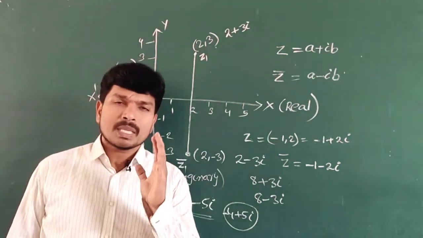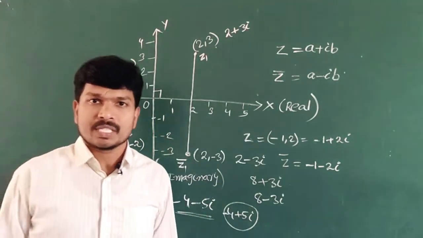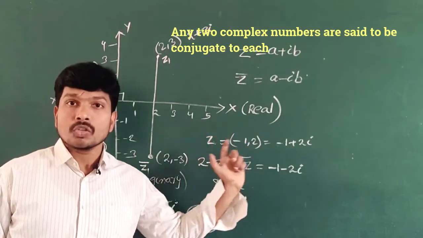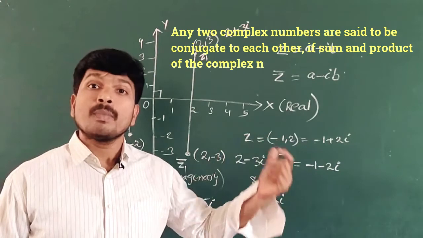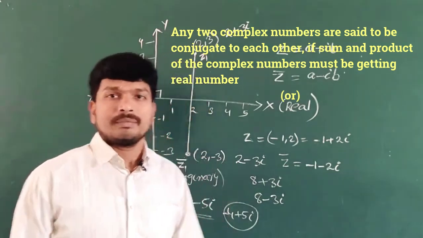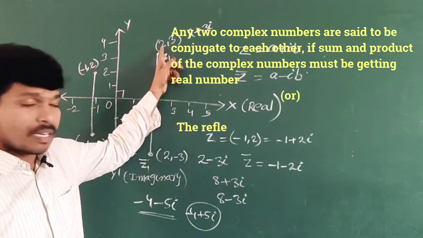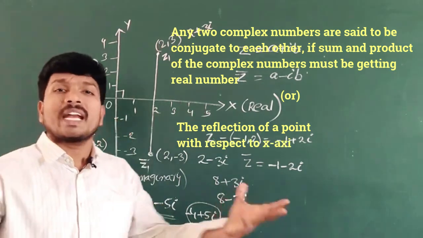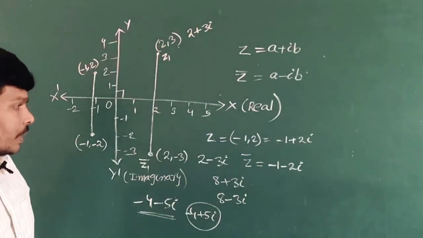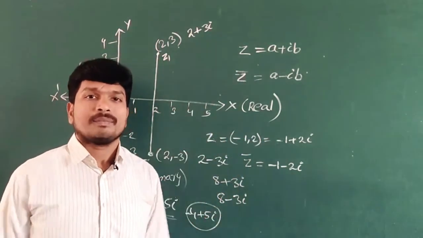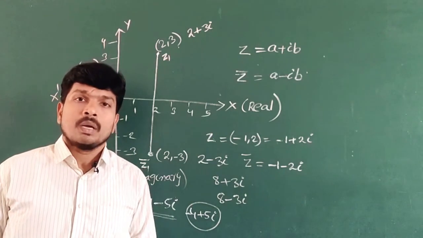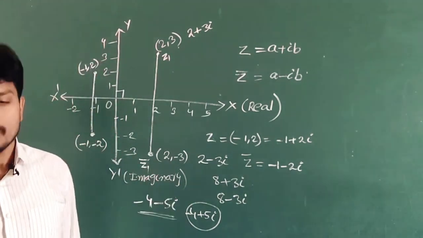Okay, to solve problems, there are two definitions you must keep in mind. One: any two complex numbers are said to be conjugates to each other if the sum and product of those complex numbers are real numbers. That is the first definition. Otherwise, the reflection of a point with respect to the x-axis in the Argand plane is called the conjugate of the given point. Yes or no? It is denoted by z bar. Good. You have to write your own 5 problems and must write their conjugates also. Okay, good.